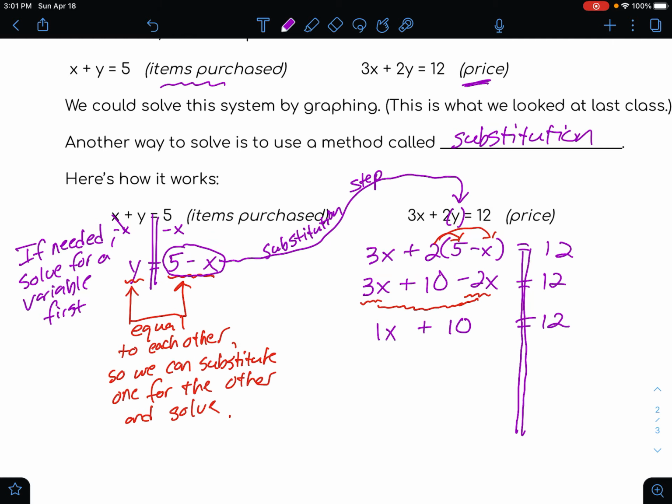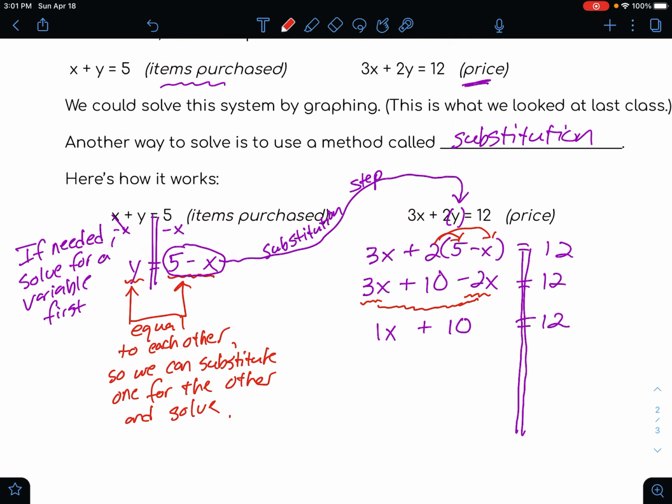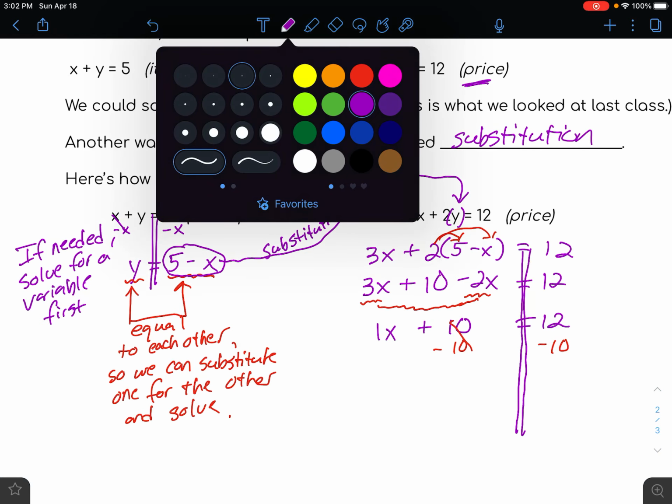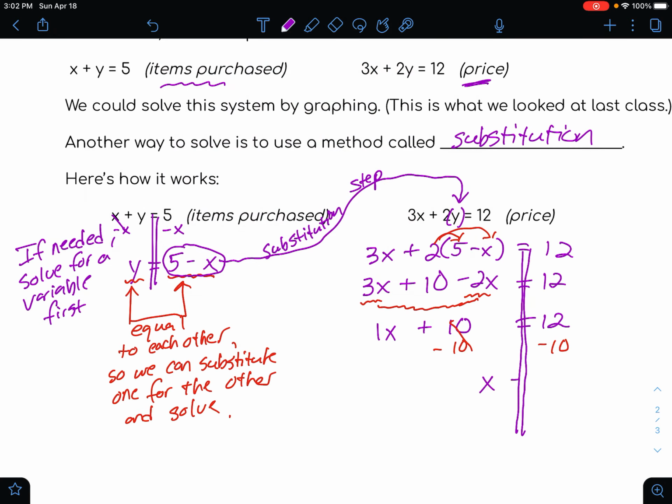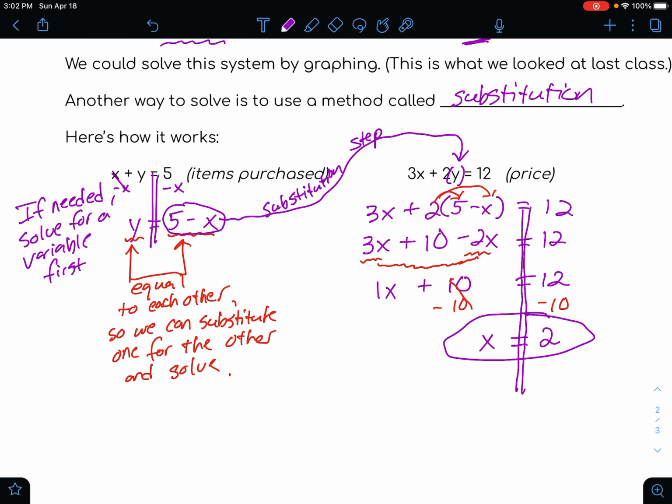Now it comes down to just your undoing steps from both sides of the equation. So if we want to get x by itself, now we can go ahead and undo that adding of 10 by subtracting 10 from both sides. And luckily I just have that 1x, or just x, left on the left side of the equation, and then 12 minus 10 is 2. So now I have the x part of my solution.